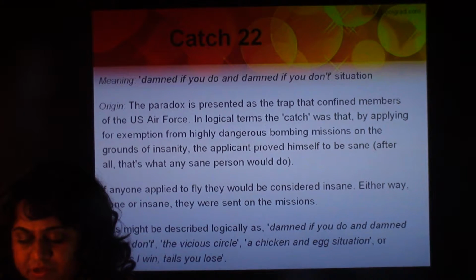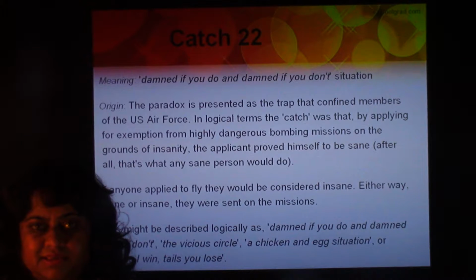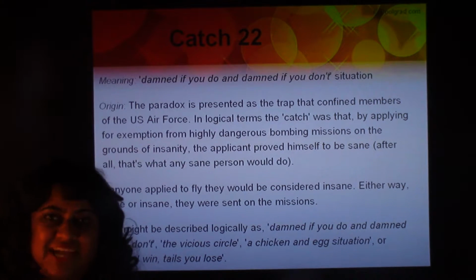And another way of describing this is heads I win, tails you lose. Means either way I win and either way you lose. It's kind of a tricky situation. So that's the origin of this phrase, catch-22.